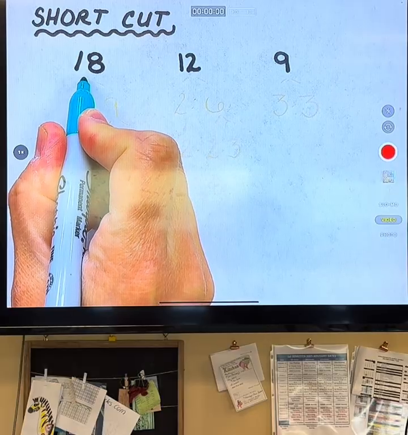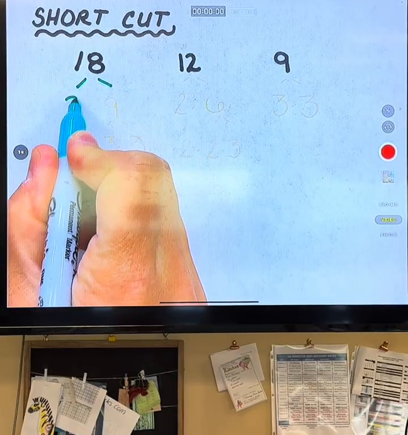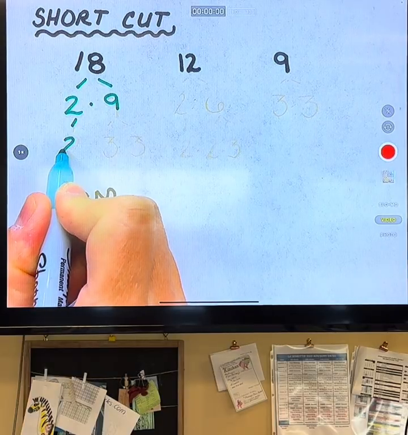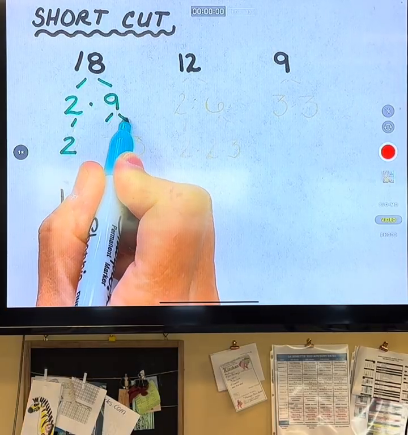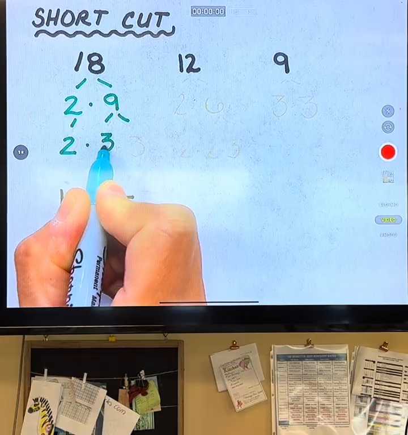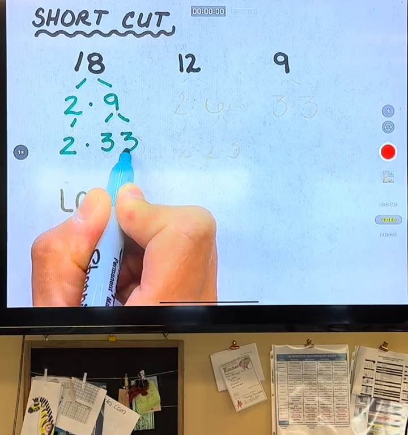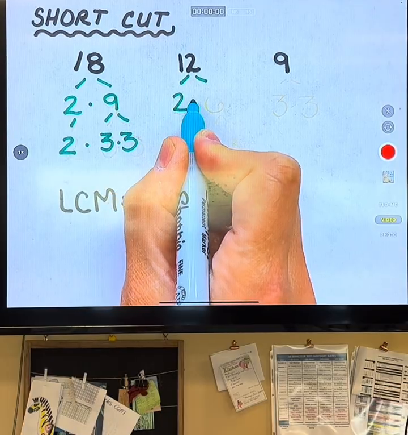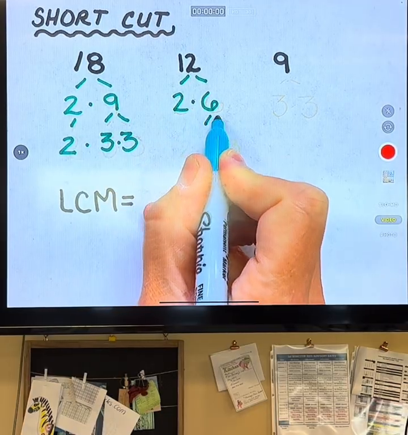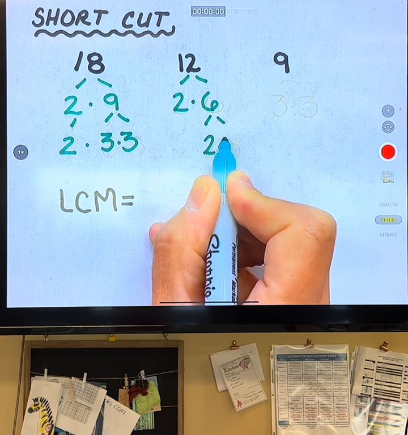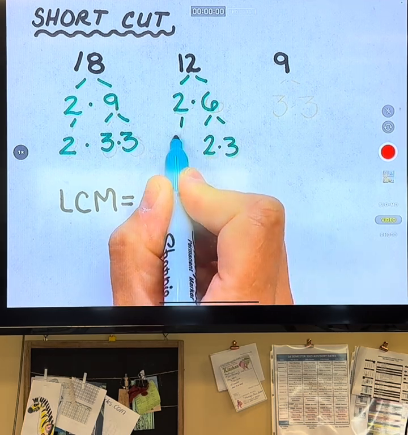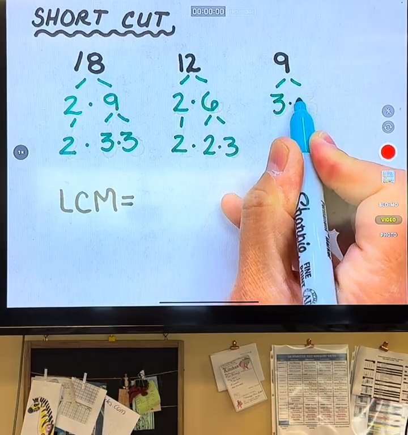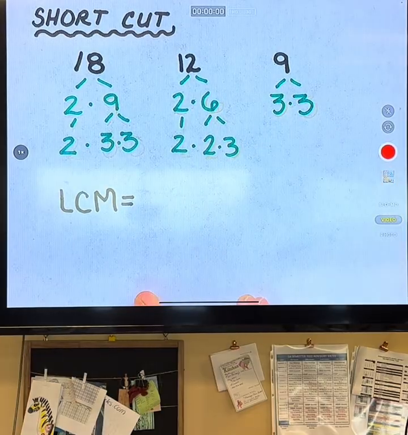Two numbers that multiply together to get 18 are 2 and 9. 2 is prime, so I'm going to bring the number 2 down, and two numbers that multiply together to get 9 are 3 and 3. For 12, I could use 2 and 6, and then for 6, let's go with 2 and 3, and then for this 2, bring it down. Okay, and then 9 is 3 multiplied by 3.